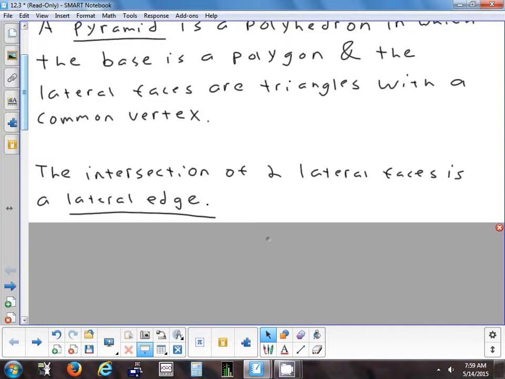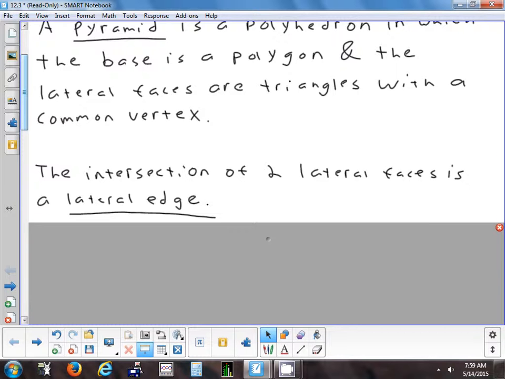Okay, where two of the lateral faces come together, in other words, two of the sides of the pyramid, that forms a lateral edge. Okay, so in a pyramid, the only edges that aren't lateral are the ones along the base. Those are base edges. Okay. And how many base edges are there? Well, it depends on what the shape of the base is.